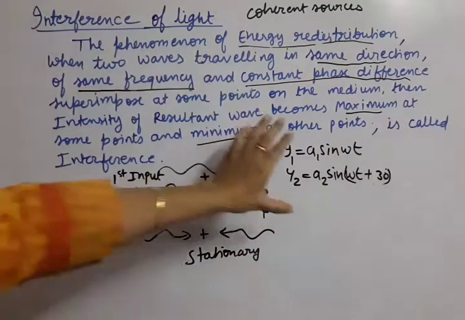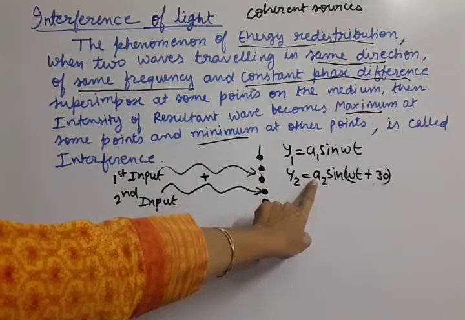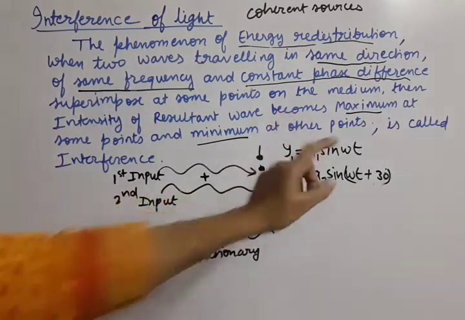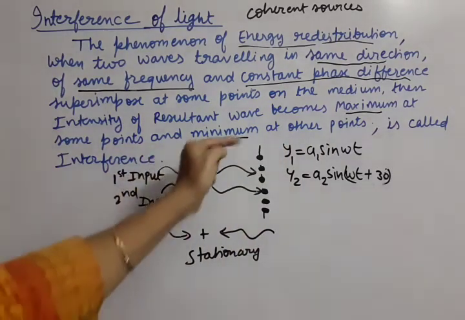So what is the meaning of these terms? See, a1 and a2, that means the terms which are written other than sine theta, those are amplitudes. Okay, and you can see the format of the wave is sine, this is the sine graph.